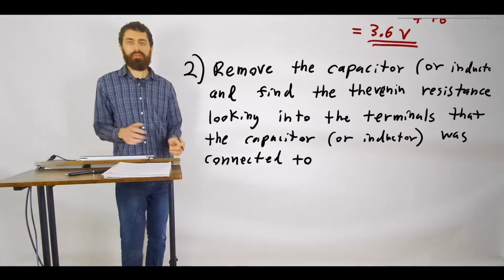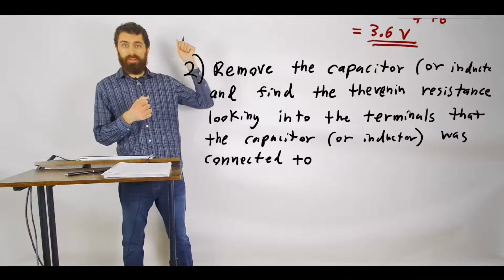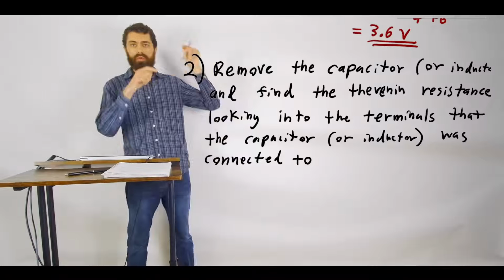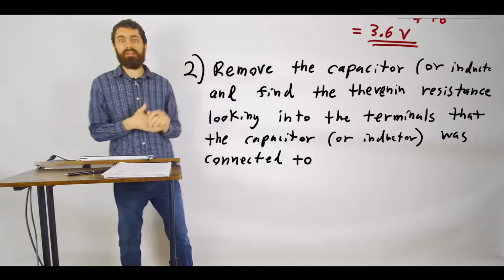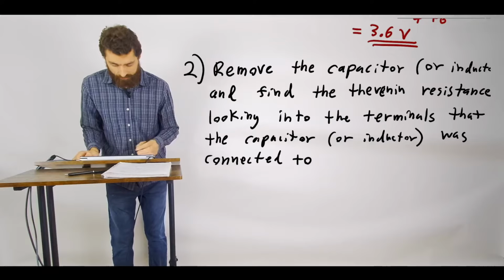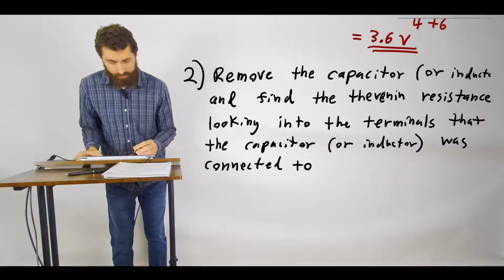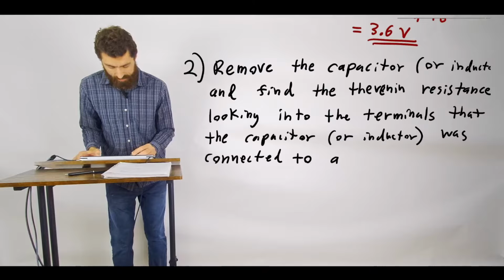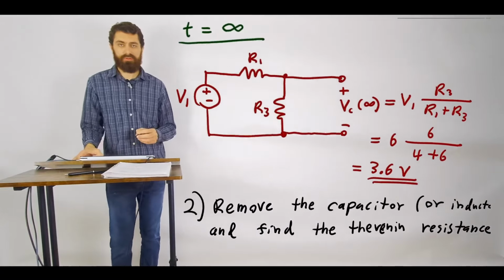So what you do is you take that inductor, that capacitor, you pull it out, and then you solve for the Thevenin resistance, looking into those terminals. Oh, and I should add connected to at t equals 0 plus. So this is after it switches. You want to look at the circuit after it switches.